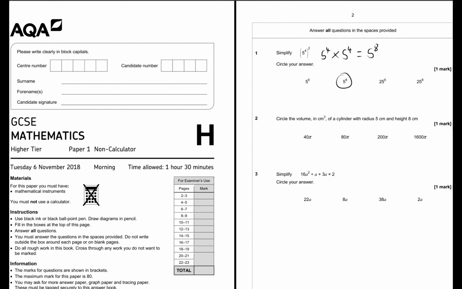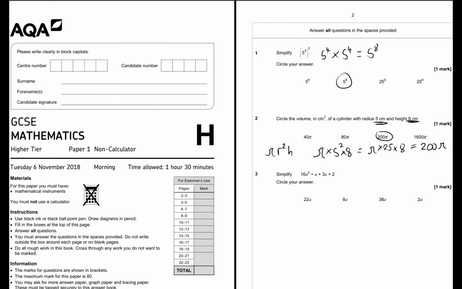Okay, question 2. Circle the volume in centimeters cubed of a cylinder with radius 5 and height 8. So we know the formula for a cylinder, which is pi times the radius squared times the height. And we know the radius, which is 5, and we know the height, which is 8, so we're just going to substitute these numbers in. So we get pi times radius squared, which is 5 squared, times 8, which is pi times 25 times 8 equals 200 pi, which we've got here.